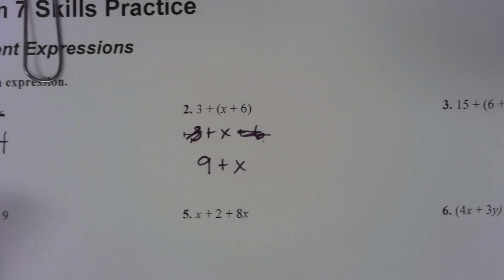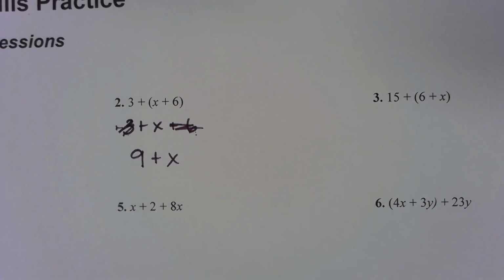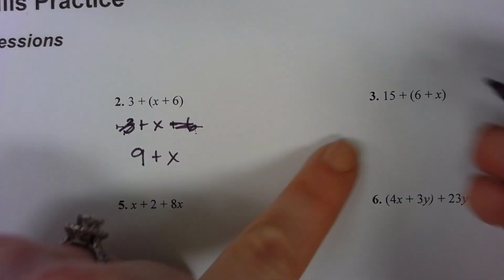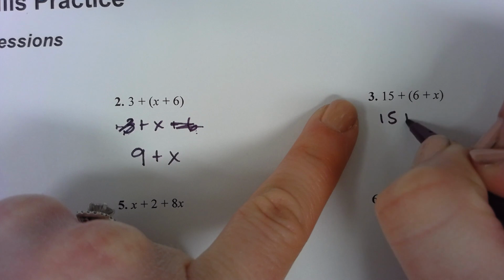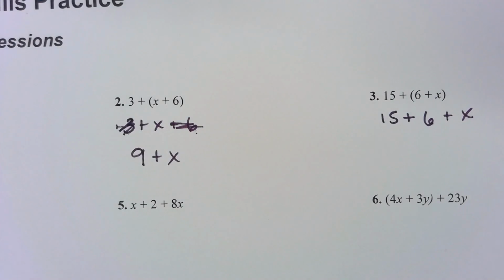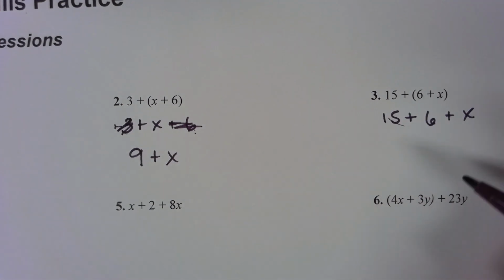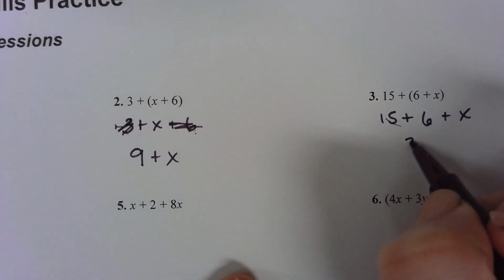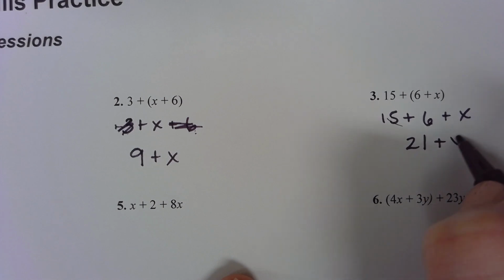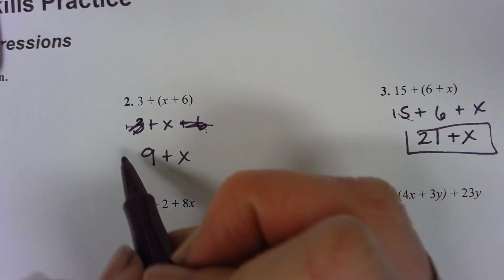All right, let's look at number 3, and that'll be the last problem I do with you here. 15 plus, and then parentheses again, let's just get rid of them. 15 plus 6 plus x. And now, these are kind of set up where the like terms are right next to each other. So we can just combine those. 15 plus 6 is 21, and I'm left with plus x. And that would be my simplified expression.